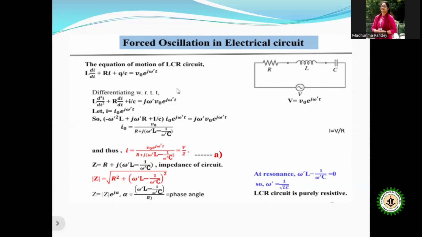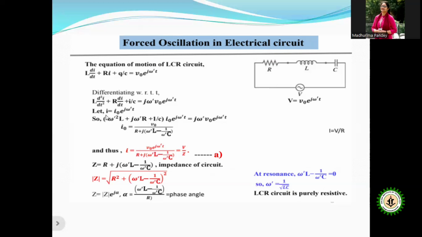So if we use Kirchhoff's voltage law, what will it say? The summation of the voltage across all the components will be equal to the voltage applied here. So that we have done. This is the voltage across inductance, this is the voltage across resistance, and this is the voltage across capacitance. Now we differentiate this expression with respect to t, and it will look like this. If the voltage is alternating, then the current should also be alternating. So let us take I as I0 e to the power j omega prime t.